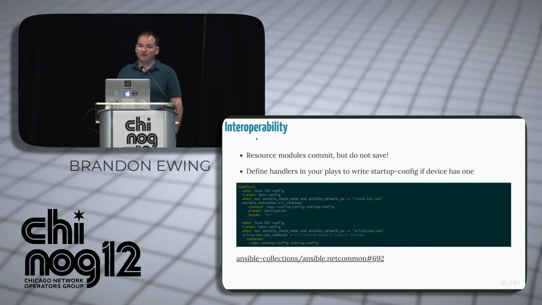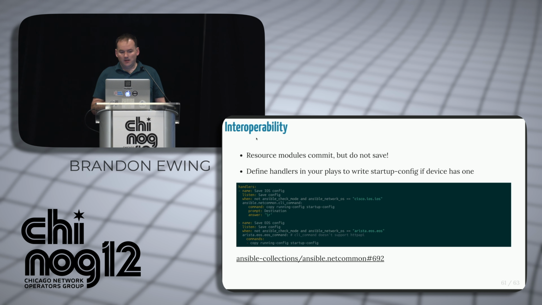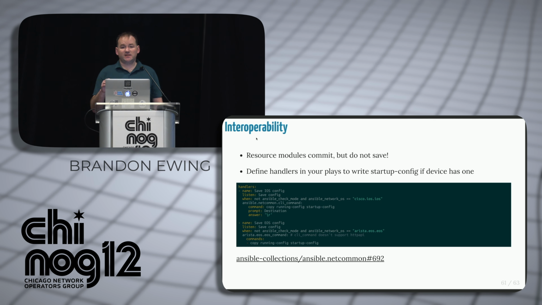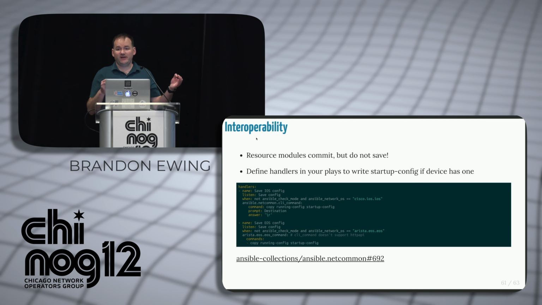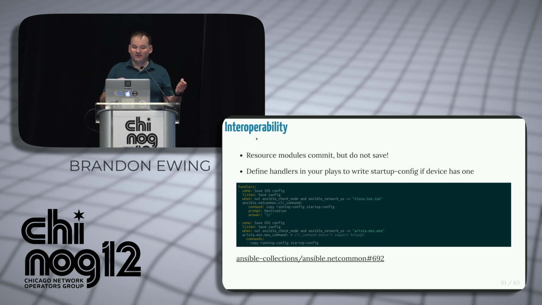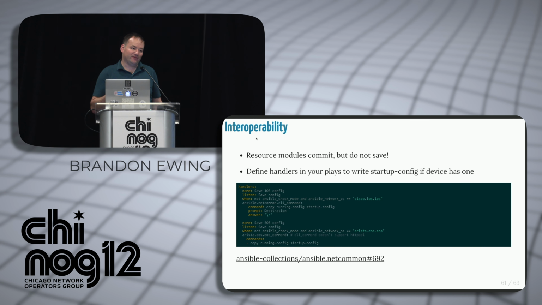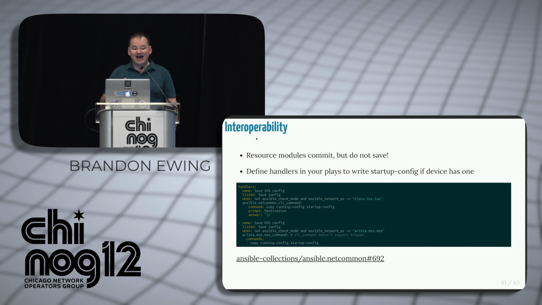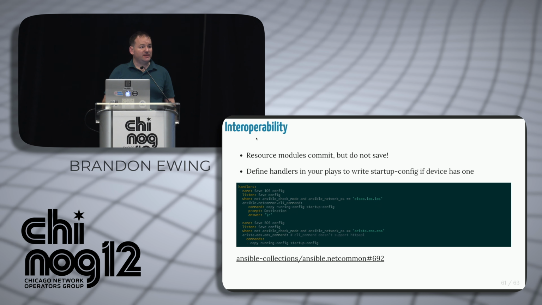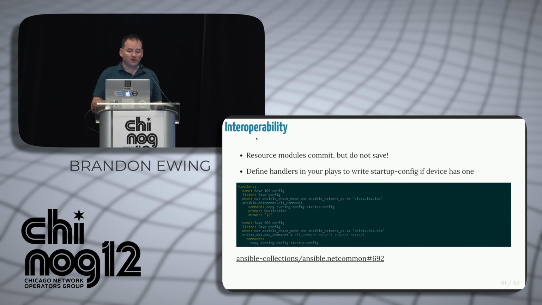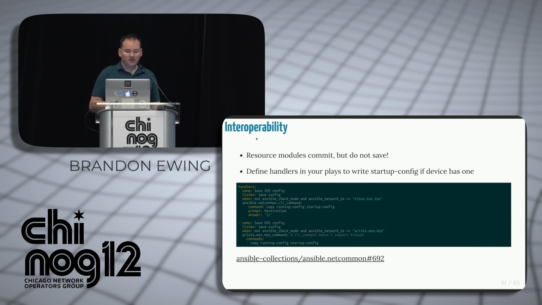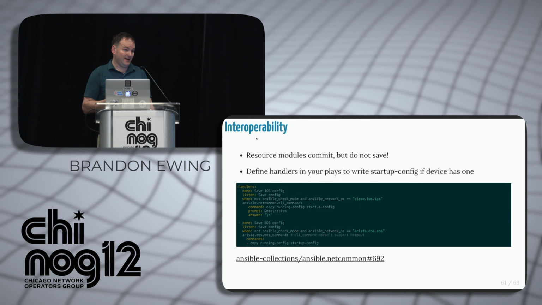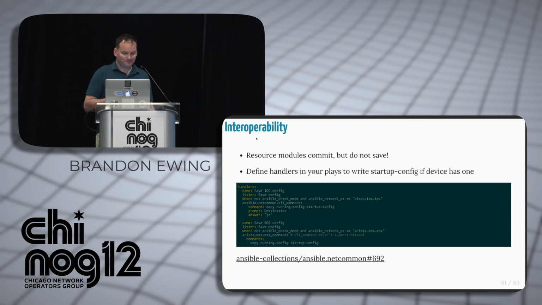One note on interoperability that I do want to highlight is that resource modules commit, but they do not save. So if your device differentiates between a running config and a startup config, that's on you. I've opened an issue on this with Ansible, haven't heard anything back. It does seem like that would be something you would want as an option in most of the modules. But for now, you can use handlers and listen events in order to detect when there is a change and you're not running in check mode. Just go ahead and save that device. And of course, it's slightly different for an EOS device because the CLI command is not supported in the HTTP API, another bug that I have open with them.